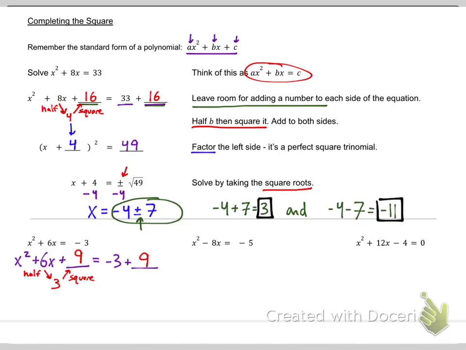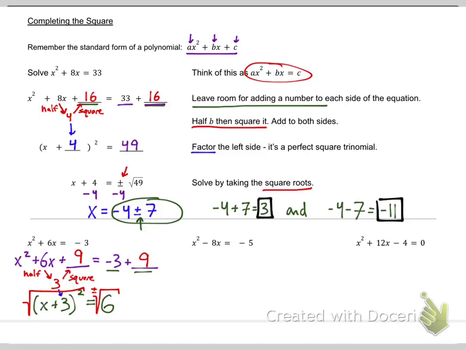Then I'm going to factor it. Well, factoring in this case is as simple as saying x plus whatever that half is, so x plus 3 squared equals, we need to combine like terms, negative 3 plus 9 is 6. And now I can solve for x by taking the square root of both sides. Don't forget to write your plus or minus symbol.